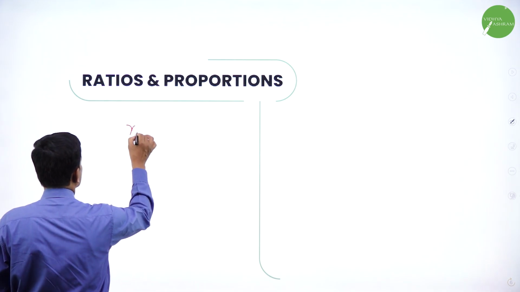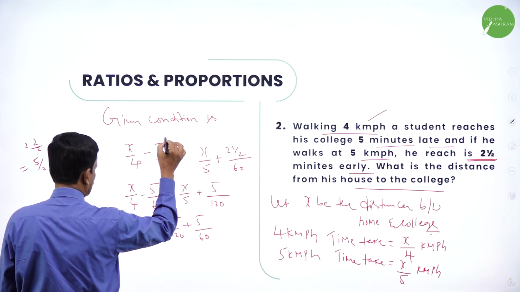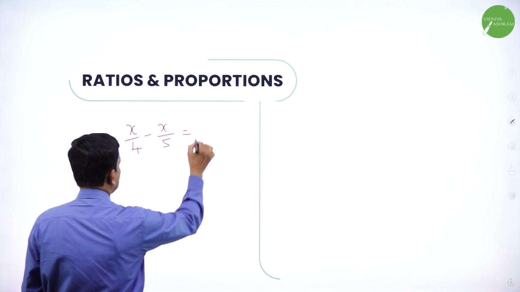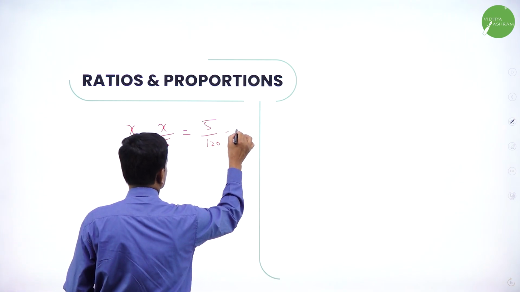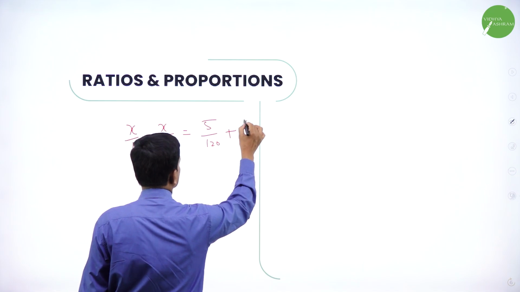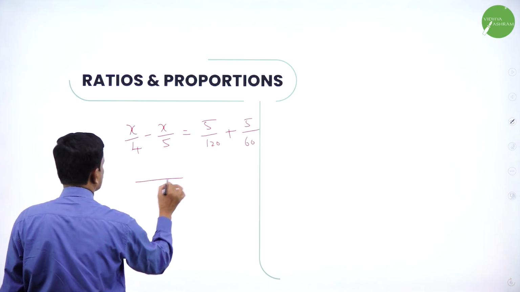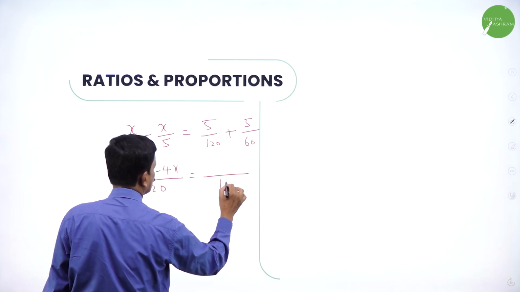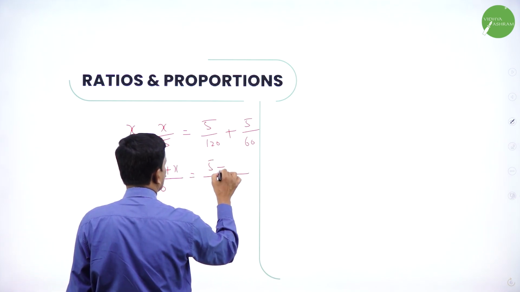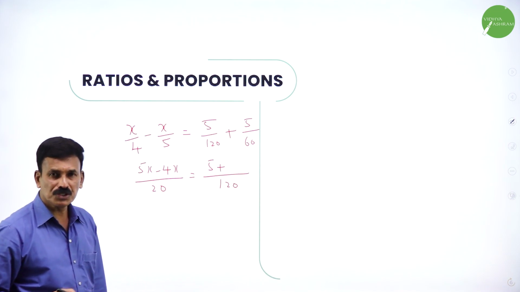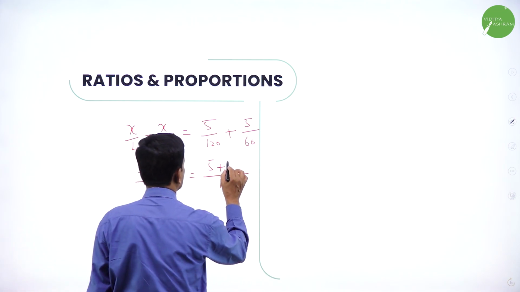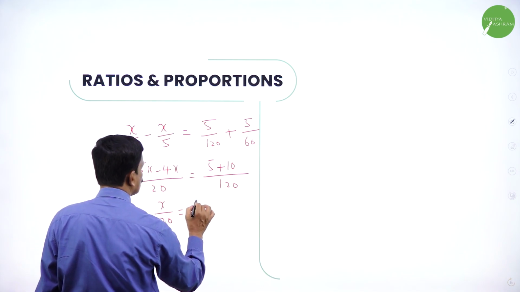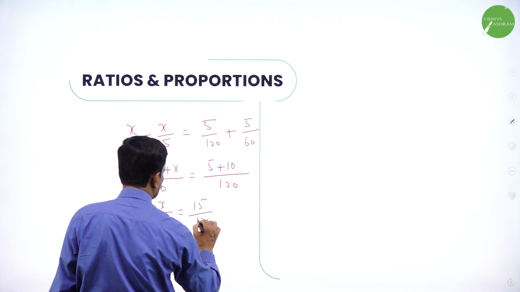That is x divided by 4 minus x divided by 5 is equal to 5 by 120 plus 5 by 60. Now here 5 fours are 20, which is the LCM. 5 into x is 5x minus 4x. Here 120 is the LCM. If you divide 120 by 60, it gets cancelled 2 times. 5 twos are 10. So 5x minus 4x is x divided by 20, equal to 15 divided by 120.